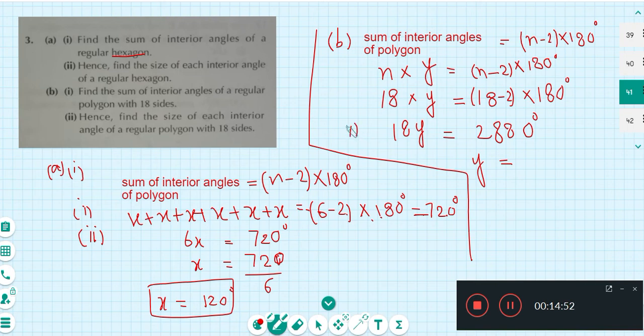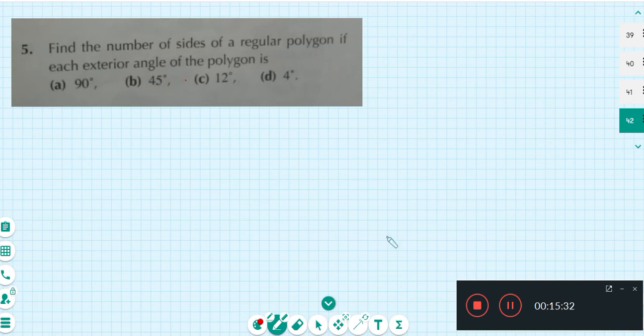Next question, question number 5. Find the number of sides of a regular polygon if each exterior angle of the polygon is this. So you must remember that the sum of exterior angles of any polygon is equal to 360. So I'm writing the formula first. Sum of exterior angles, meaning the angles outside the polygon, of a polygon is equal to 360, of any polygon, three-sided, four-sided, five-sided. So it means the number of sides does not affect the sum of exterior angles of the polygon.